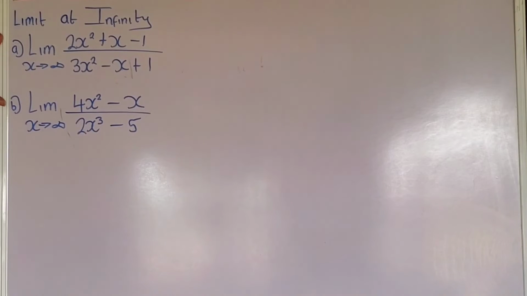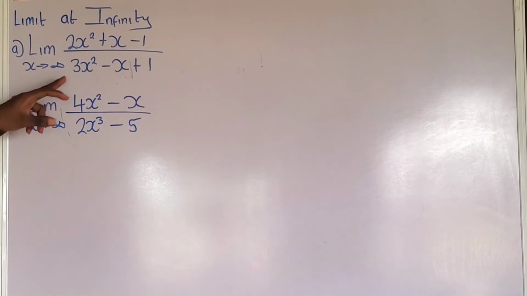Let's consider the question on the board. We are asked to take the limit of (2x squared plus x minus 1) over (3x squared minus x plus 1) as x tends to infinity. Now, because infinity is not an actual value, it doesn't have an actual value, so we need to manipulate this function. Are you getting what I'm trying to say?